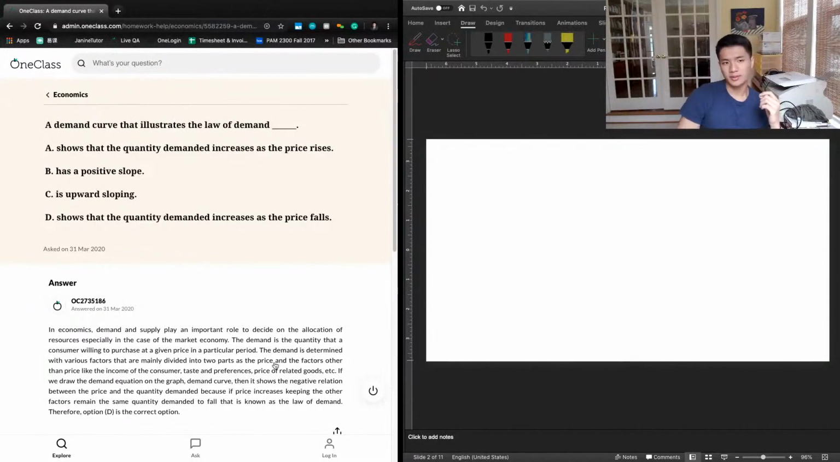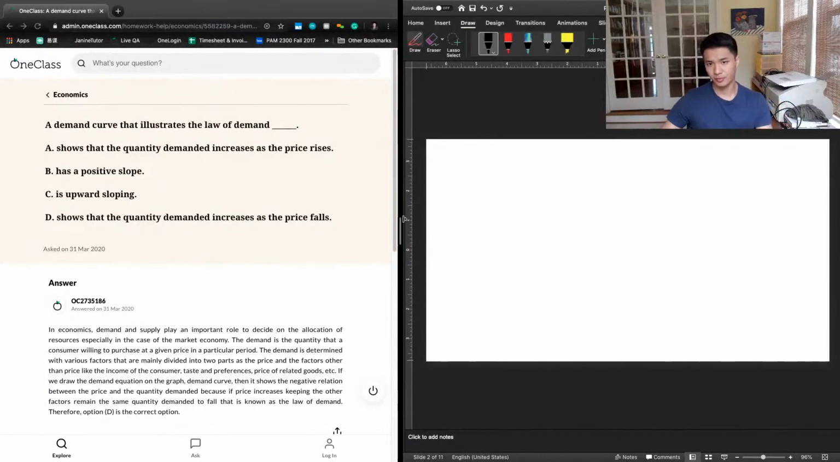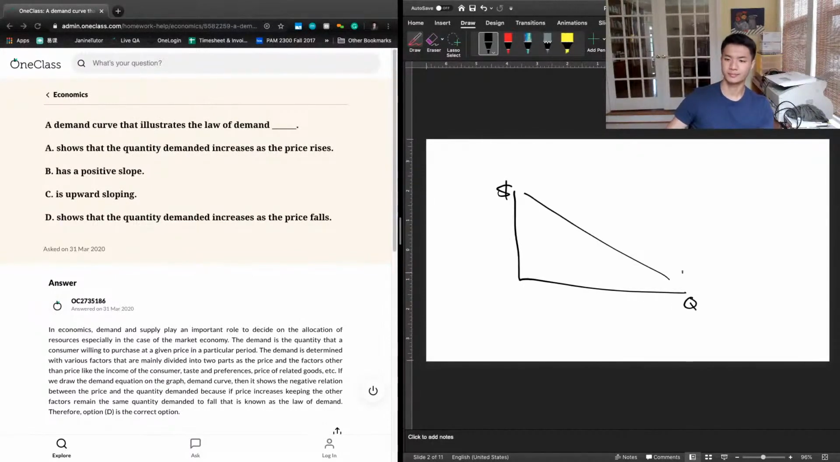So a demand curve that illustrates the law of demand is basically any conventional demand curve, right? So let's draw that really quickly. And we have price on the y-axis, quantity on the x-axis, and this is our demand curve, right? Demand. So right off the bat, we can see this is a negative sloping curve. A demand curve is almost always negative sloping. B and C both say positive and upward, so we can eliminate those right off the bat.